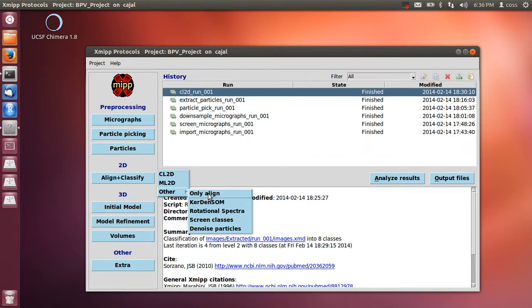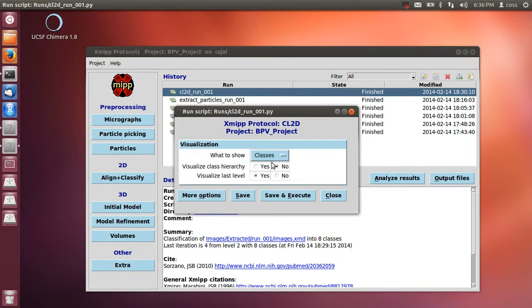Also, only align is a CL2D, but with only one class. Sometimes it is useful to take all the extracted images, align them, and then perform another kind of analysis. Okay, so we were here at this CL2D, and we had computed the cores and the stable cores. So let's see what the core is.